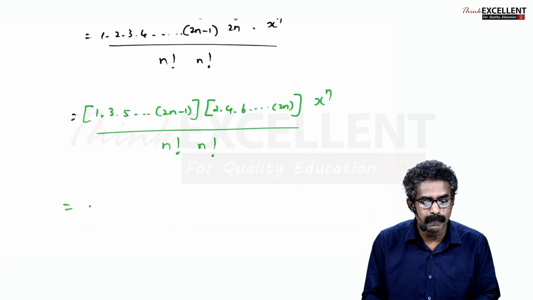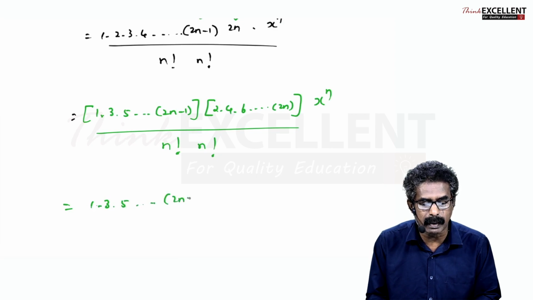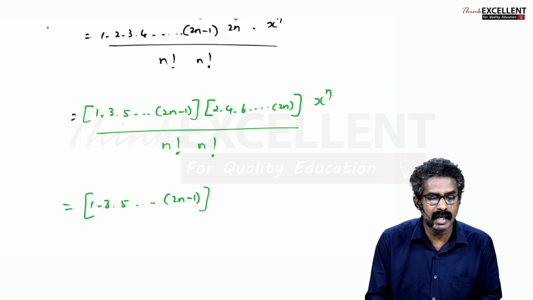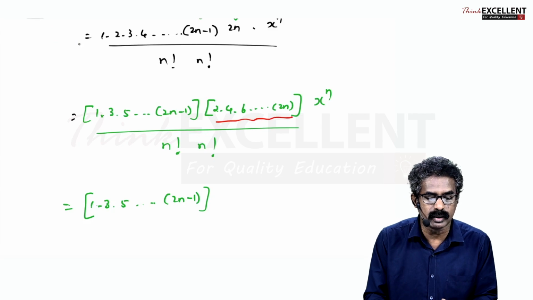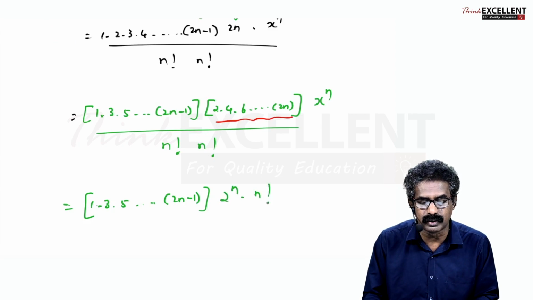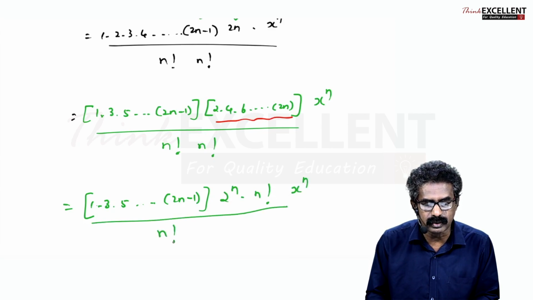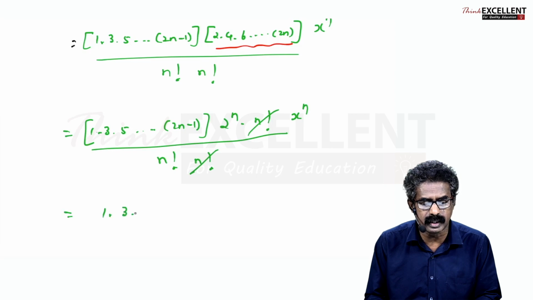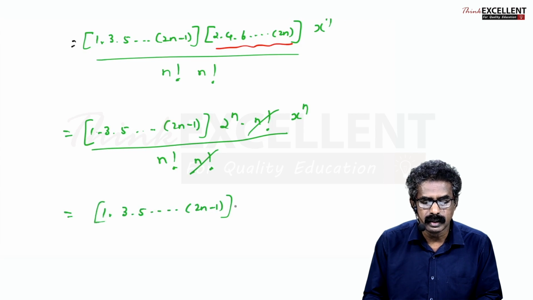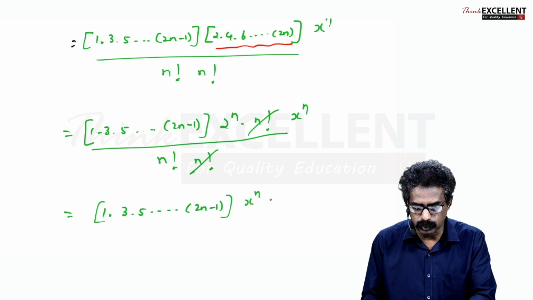Now the last step, listen. 1 into 3 into 5 into etc. 2N minus 1. This one I asked you to learn that, right? 2, 4, 6, etc. 2N. What is that? 2 raised to N into N factorial. Into what is we have? X raised to N divided by N factorial into N factorial. One N factorial cancel. This is the answer you are supposed to get. So your answer is 1 into 3 into 5 into etc. up to 2N minus 1 into X raised to N into 2 raised to N is also there, right?